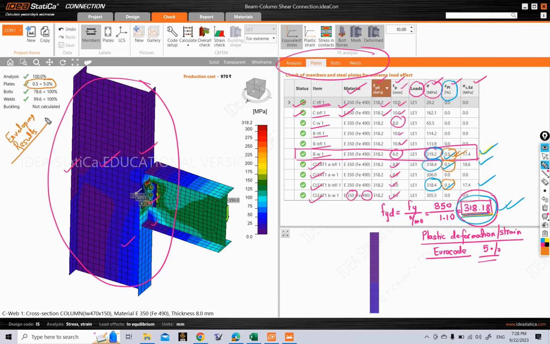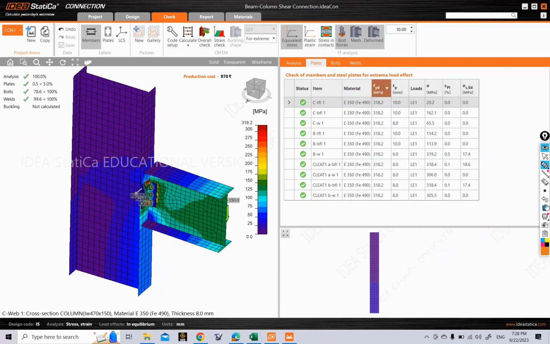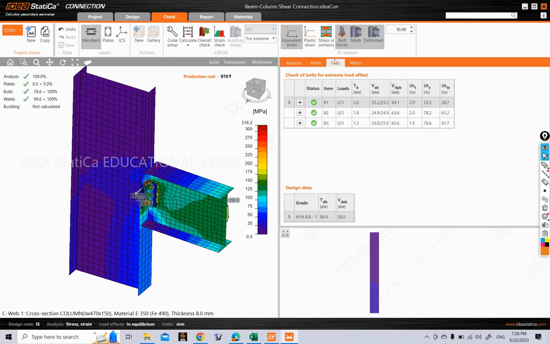So now this is about the analysis result for our plate. Now let's move on to weld. Okay, first let's move on to bolts here. If you click on these bolts, how many bolts do we have here? First let us look at the diagram below. Let's look at this diagram below.